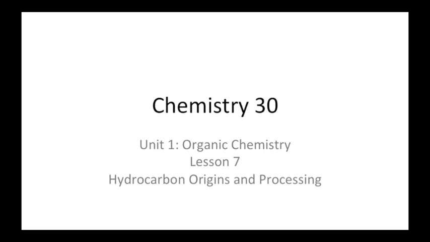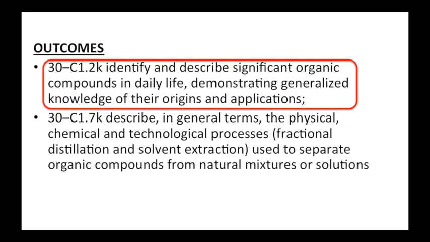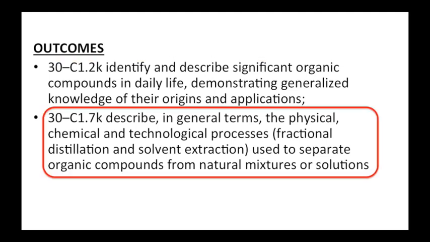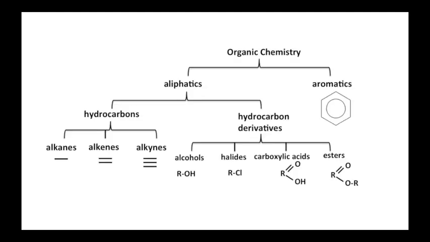Students, let's do lesson 7, hydrocarbon origins and processing. So we want to identify and describe significant organic compounds in daily life, and then describe in general terms the physical, chemical, and technological processes used to separate organic compounds. As you know, we have all of these compounds in our chart. We've got our hydrocarbons, our derivatives, our aromatics, and we want to know, where did all of these things come from? So let's take a look.